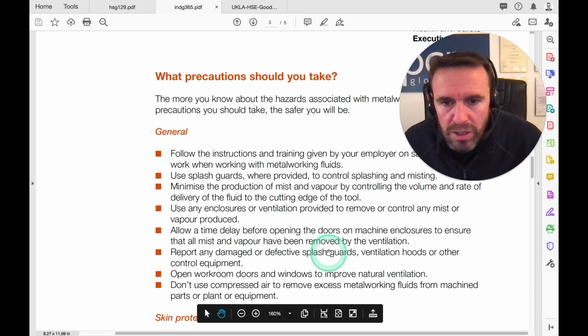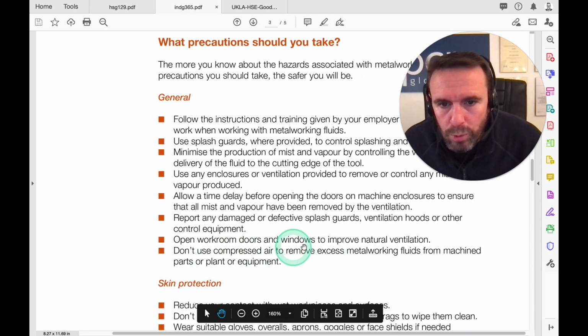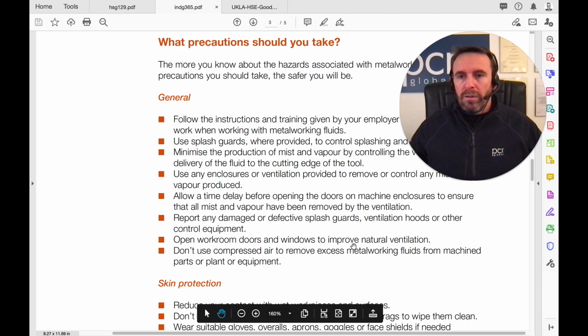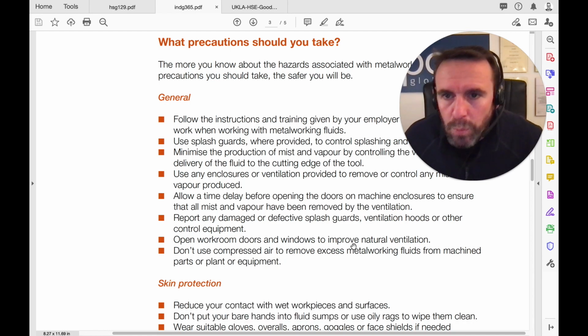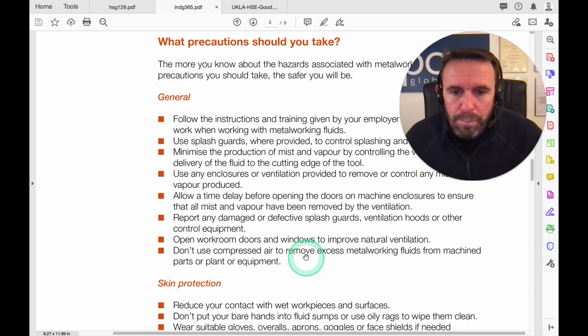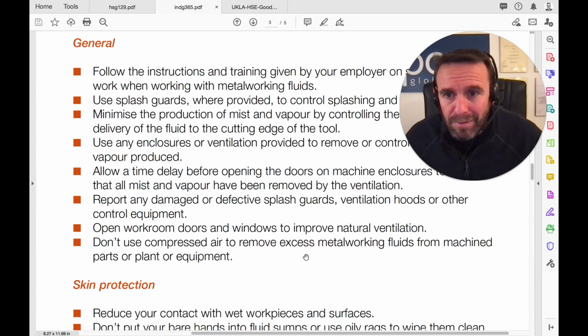Report any damaged guards, ventilation hoods, open workroom doors and windows to improve natural ventilation. Very difficult if it's the winter months, of course. This is an important one, but also a very difficult one.